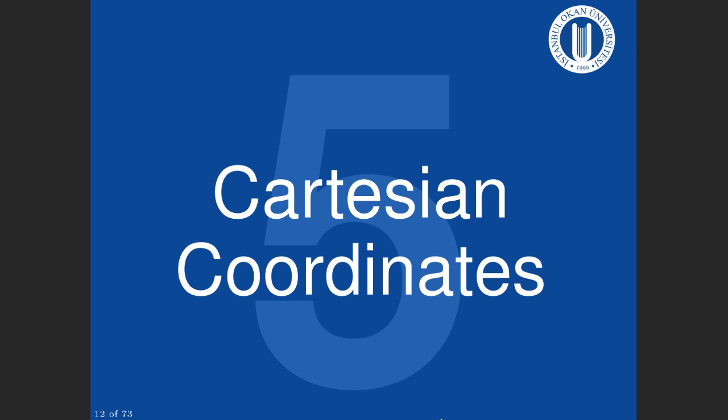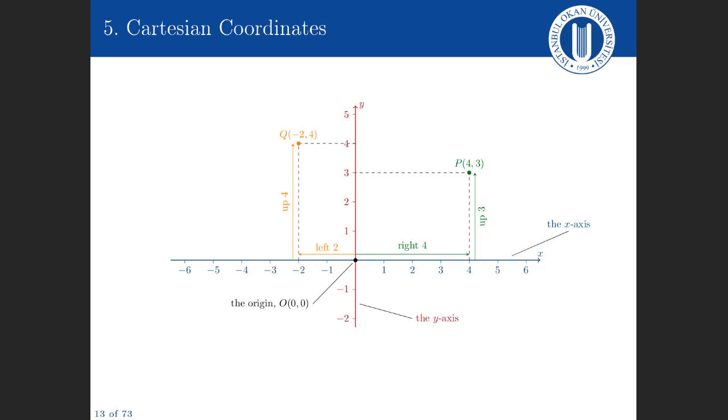Something else we'll need is the idea of Cartesian coordinates. We can describe the position of points in a two-dimensional plane using two numbers. First of all, this horizontal blue line is called the x-axis. The vertical red line is called the y-axis. And the point where these two lines cross is called the origin.